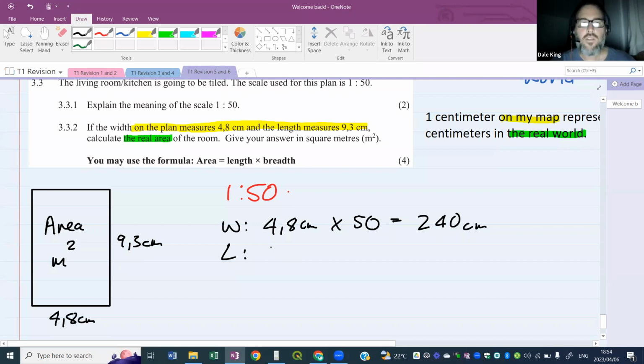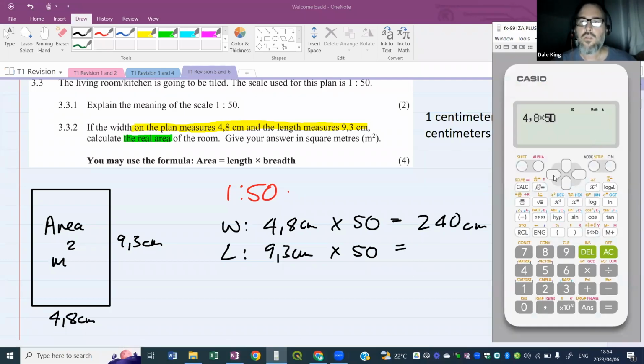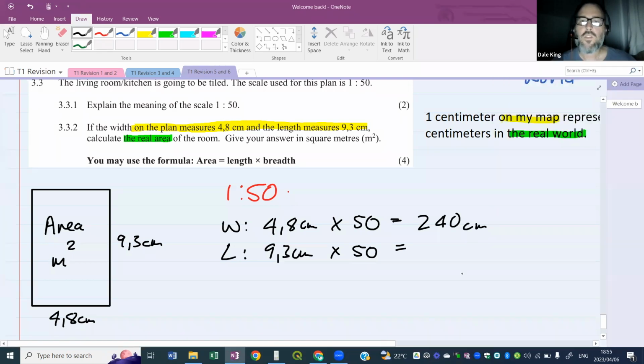All right, length is 9.3, and I need to times it by 50 because every 1 centimeter is 50 in the real world. So 9.3 times 50 is 465 centimeters. So we converted from map to real world. We've got real world measurements, but the question wants meters squared. We're working in centimeters, so we're going to have to change from centimeters to meters.